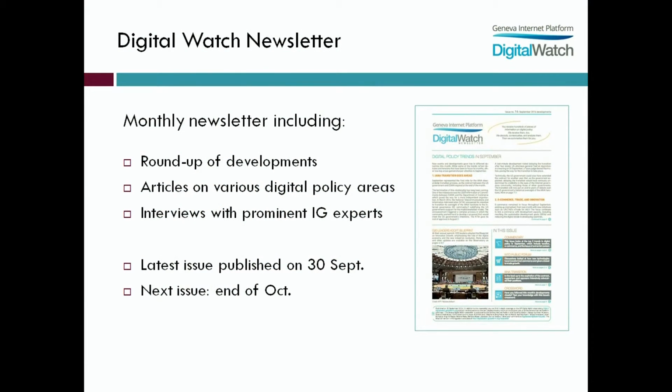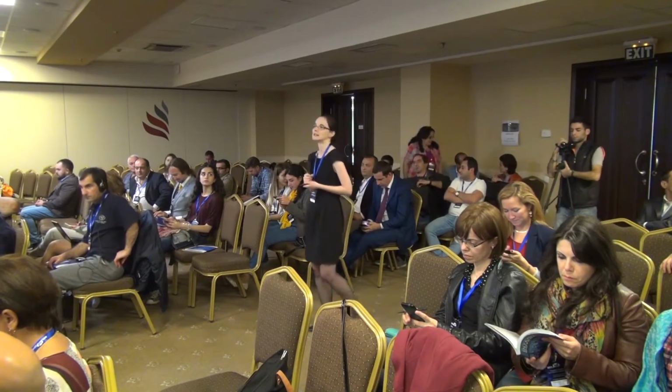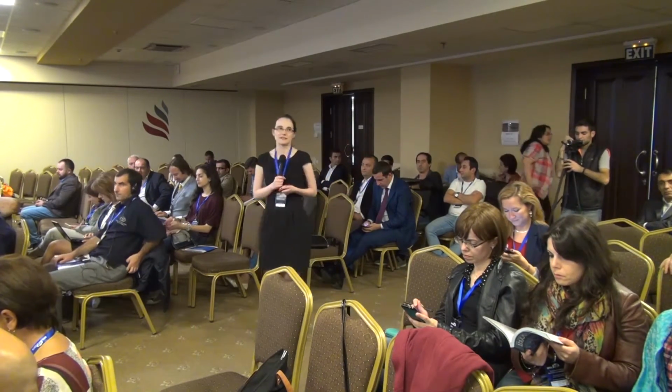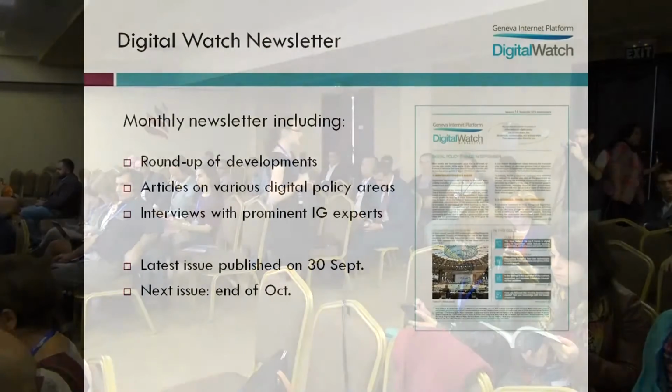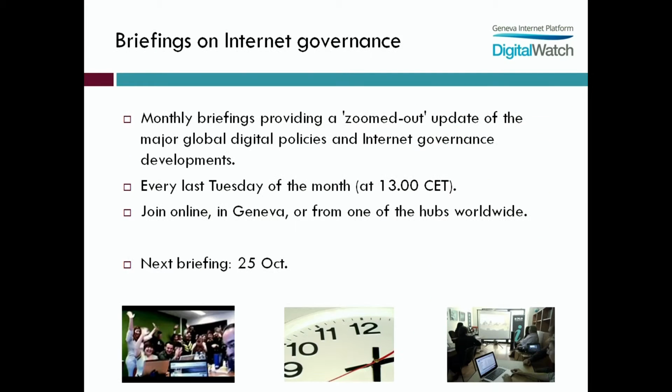The second pillar of the Digital Watch is the Digital Watch newsletter. We publish it every month. It has around 8 pages, and in it we basically write about what happened in the previous month in internet governance. We had the September issue published just at the end of the past week, after the IANA transition, on that night actually. So I think you can still find it outside if you are interested in seeing it. If not, you can also find it online. The next will be published at the end of October.